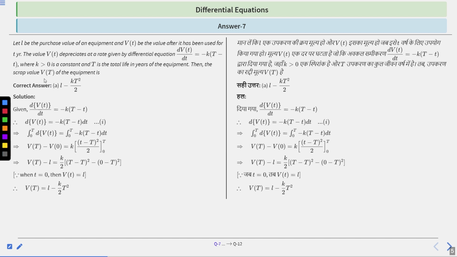V0 is the L, that is L is the purchase value of equipment. Clear? Therefore, when t equal to 0, Vt is equal to L, right? Therefore, by putting, VT minus L is equal to k by 2 times t minus T whole square minus 0 minus T whole square, right? Clear? Therefore, after solving, we will get VT is equal to L minus k by 2 capital T square, right? L minus k by 2 capital T square. Got it? So option A is the right choice. Clear? Option A is the right choice. The scrap value of the equipment VT is equal to L minus kT square upon 2. Got it?